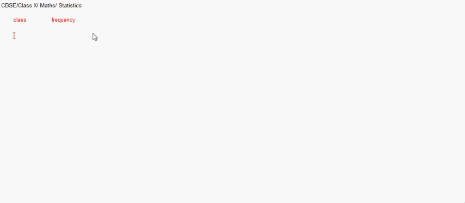Here I'm writing it 0 to 20, which has a frequency of 7, and then you have 20 to 40, wherein you have a frequency of P. That means the question is asking us to calculate or find the value of this P. 40 to 60 has got a frequency of 10. The class interval of 60 to 80 is given as 9. And then you have 80 to 100, which has got a frequency of 13.